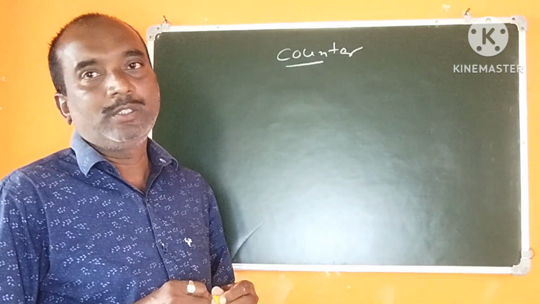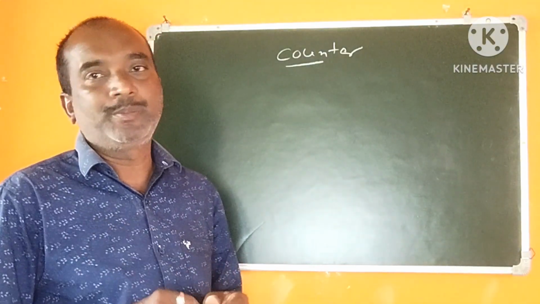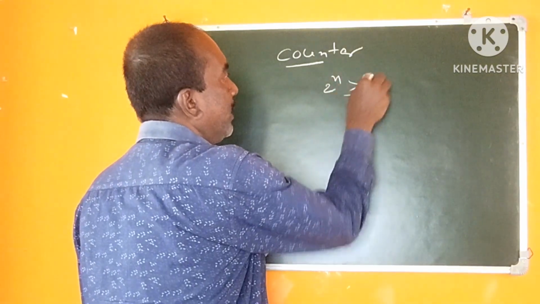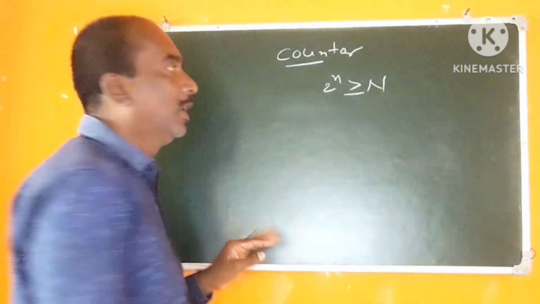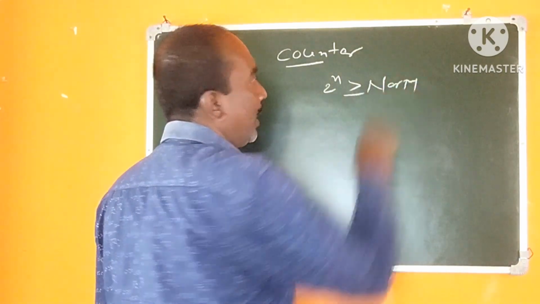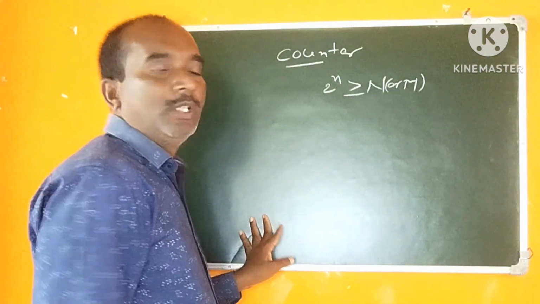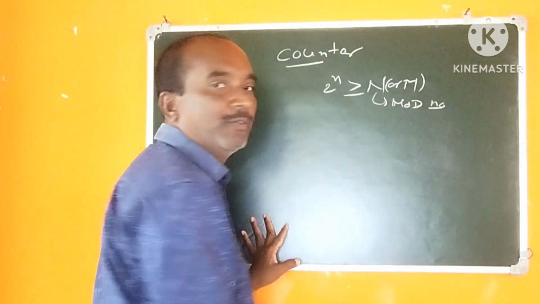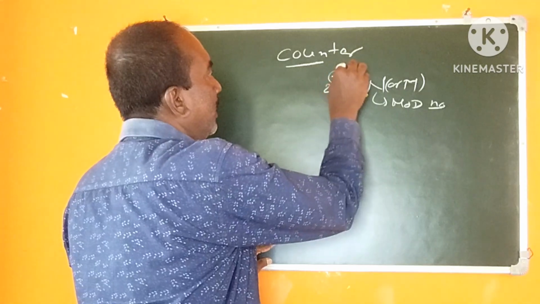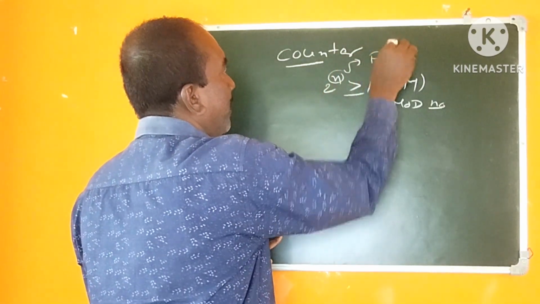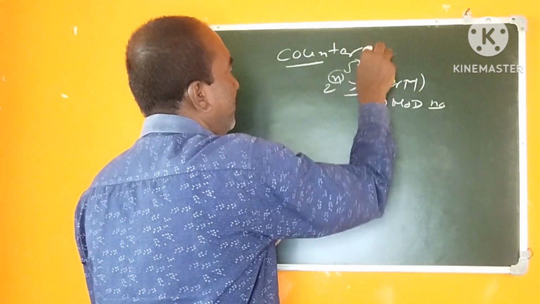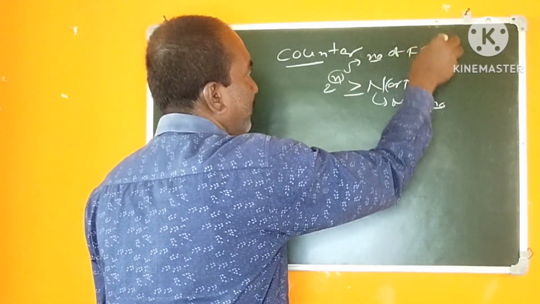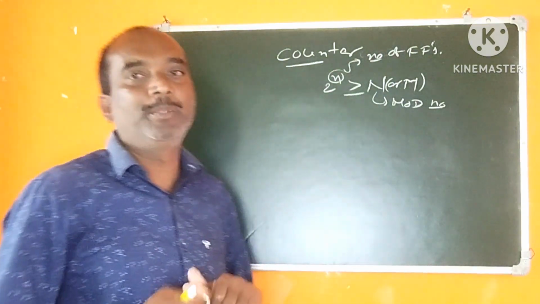To design this counter, we require a number of flip-flops. The number of flip-flops can be determined by using the formula 2 power n is greater than or equal to capital N, or capital M. This capital N is the mode number, the number of modes. This small n will indicate the required number of flip-flops.